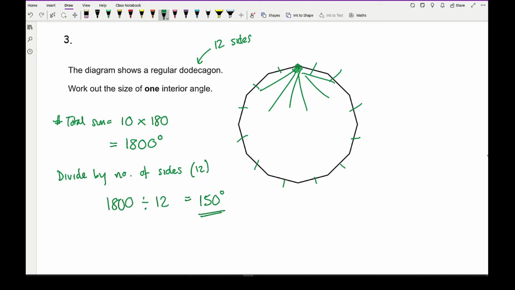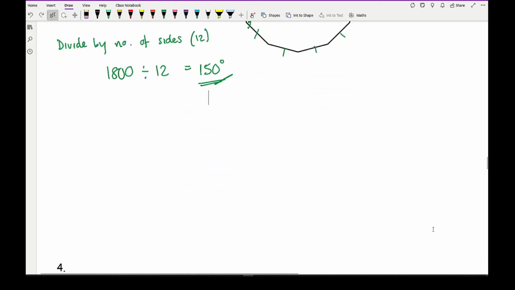Now, does that look correct? Well, yeah, because I'm expecting an obtuse angle, and I've got in my answer an obtuse angle. So again, that's looking absolutely fine.